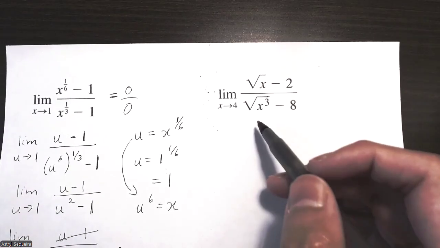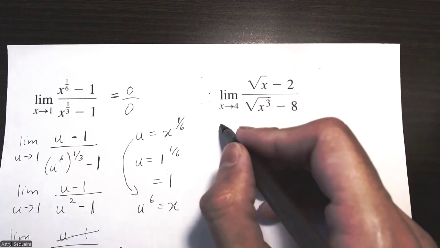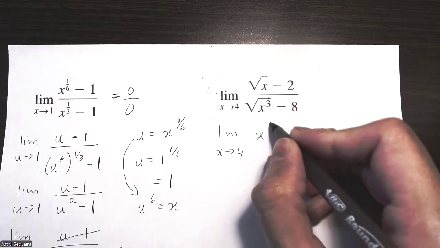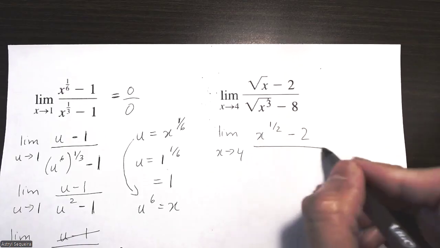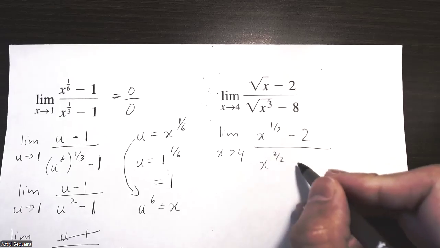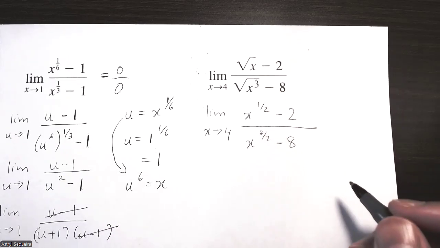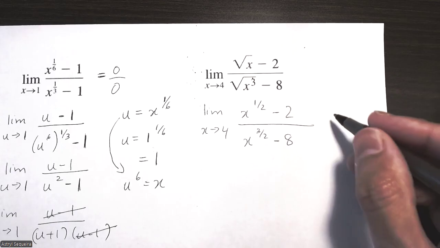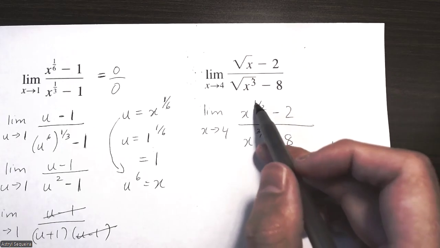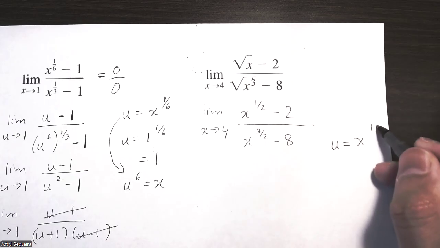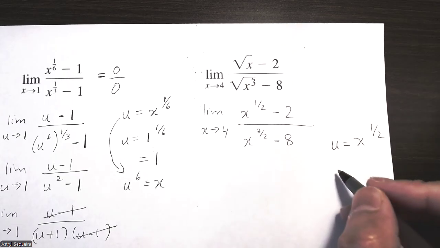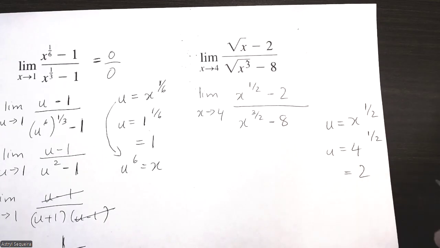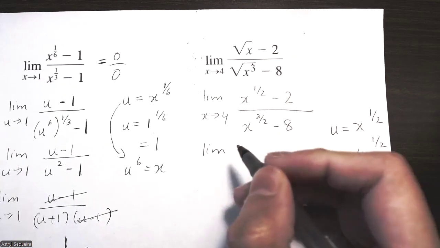Let's try the second question over here. This one is given with square roots. Anytime I have square roots, the first thing I'll do is convert to exponents. So I'll make that x to the power of half minus 2, divided by x to the power of 3 over 2 minus 8. Again, I have to do substitution here because I have 3 over 2, which means I can't rationalize that. So I always pick u as my smallest exponent, which is x to the power of 1 over 2. And then I sub in my x limit: 4 to the power of 1 over 2, which is just 2. So now I can start my substitution.